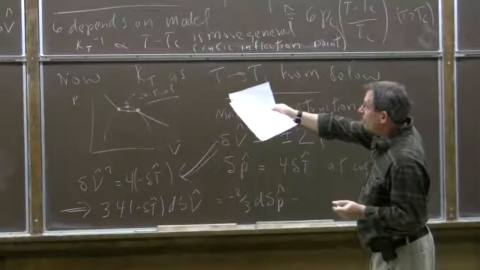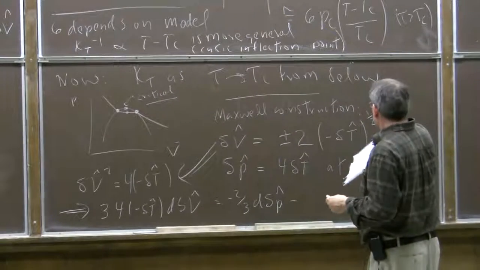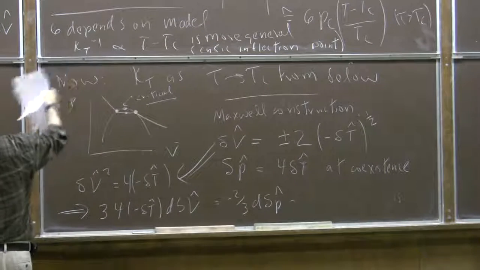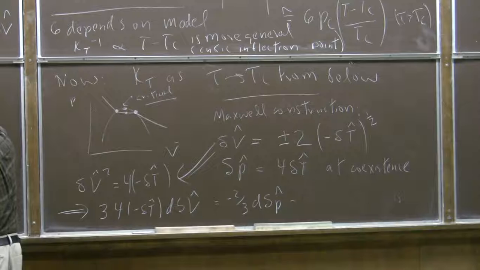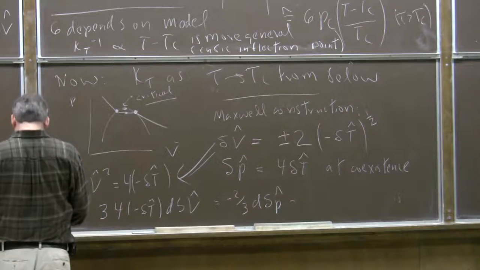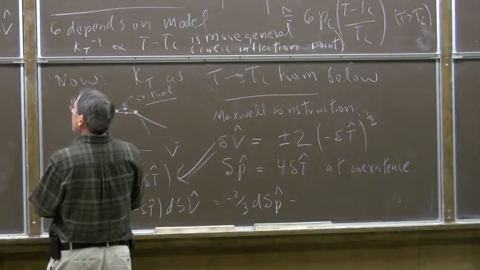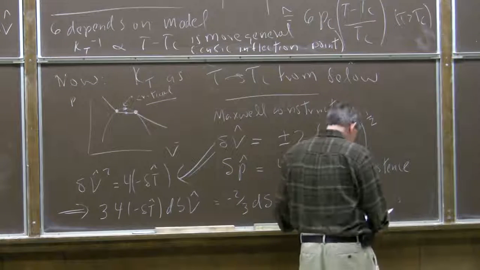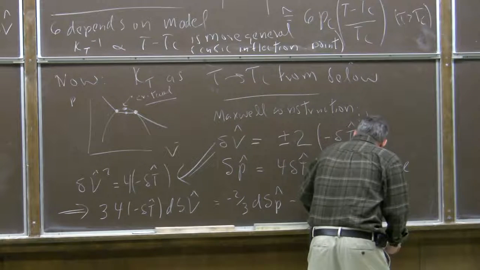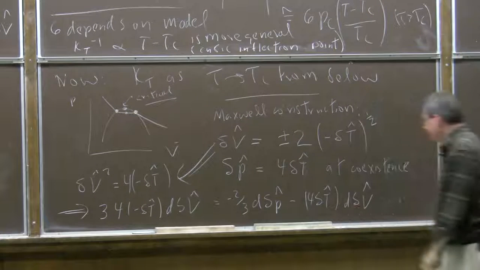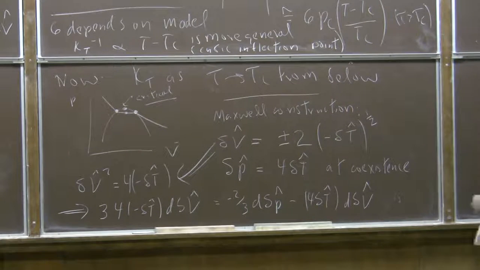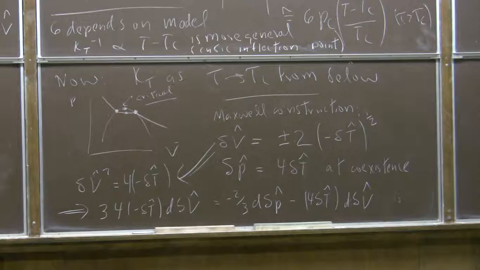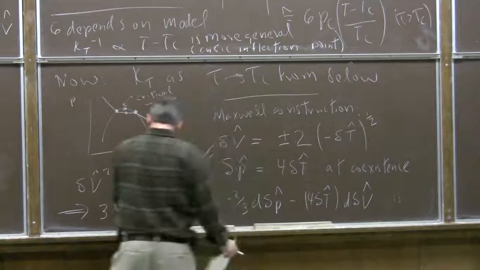And so if delta p hat is 4 delta tau hat, then, like before, this is going to be minus 28 thirds plus 16 thirds delta tau hat. And in other words, this last term is minus 4 delta tau hat d delta v hat. So we have two terms proportional to d delta v hat. They're both of order delta tau hat. So let's put them over to the same side of the equation.